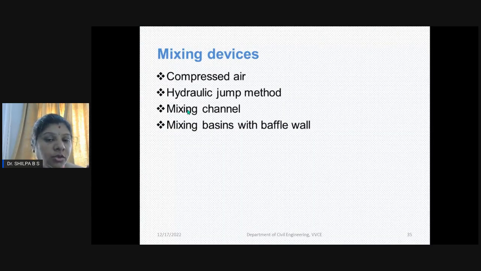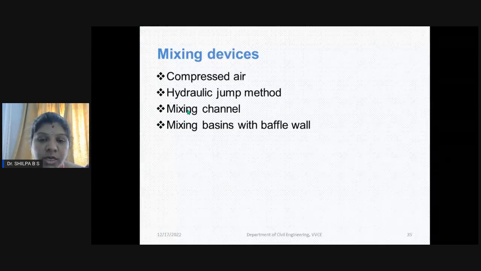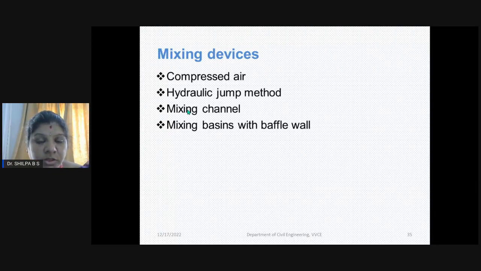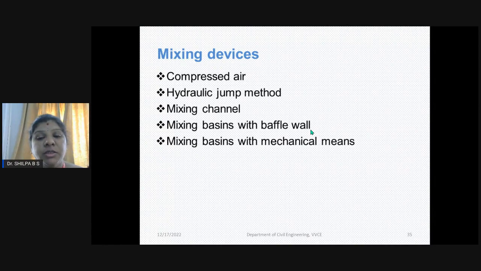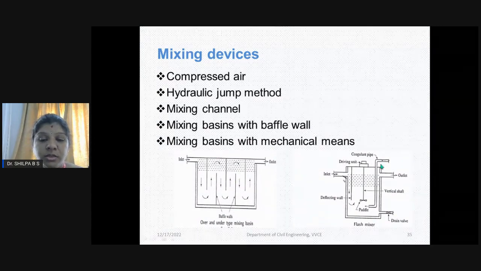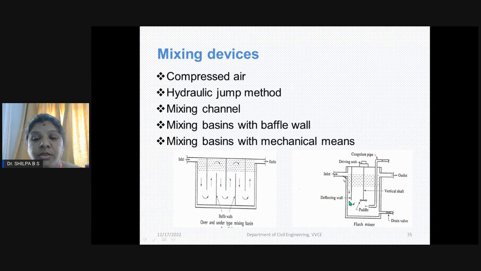So we can either use compressed air, or we can provide the hydraulic jump, or we can use mixing channels where baffle walls are provided sideways, or mixing basins with baffle walls in the horizontal directions. Also, a mixing basin with mechanical stirrers can be used. This is the mixing basin where the baffle walls are provided, and this is where the mechanical stirrer is used, which we call the flash mixer.